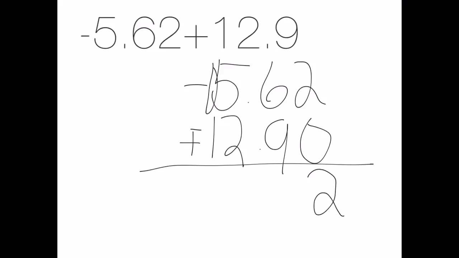2 plus 0 is 2. 6 and 9 is 15. Carry over the 1. 1 and 5, 1, 5, and 2 is 8. And then we just carry down the 1. So your answer is negative 18.52.